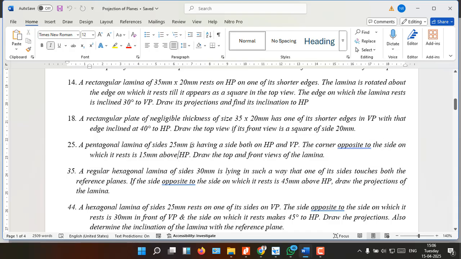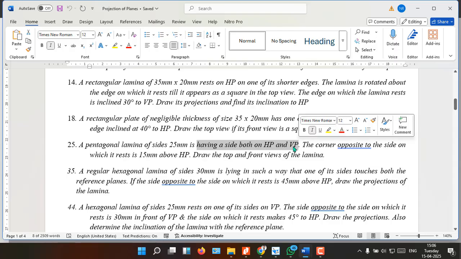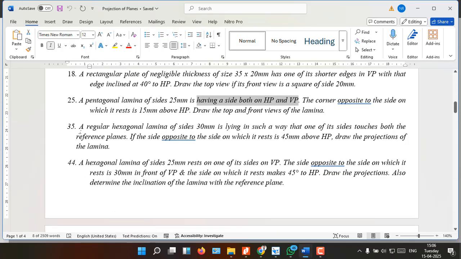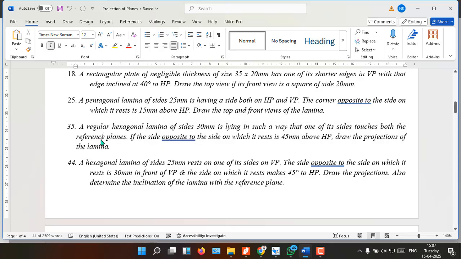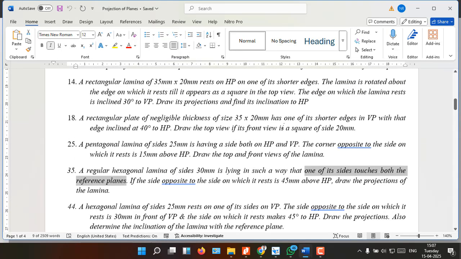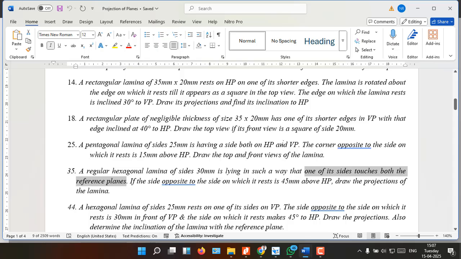And the third position is one of the sides is on both HP and VP. So how exactly we are going to do that, we'll see as we move on with the solution. If you compare that with problem number 35, only the lamina changes. Here there is a hexagonal lamina of side 30 mm lying in such a way that one of the sides touches both the reference planes.